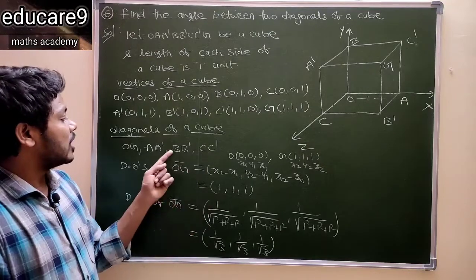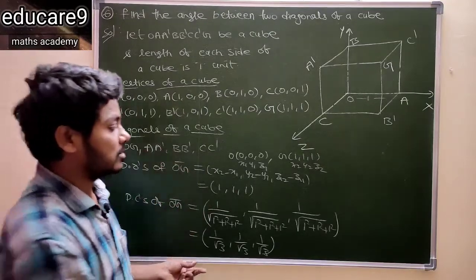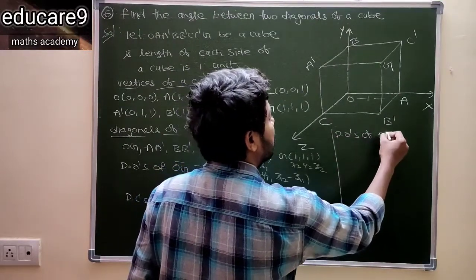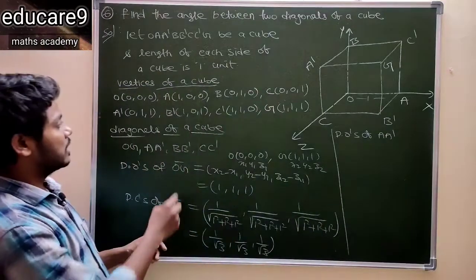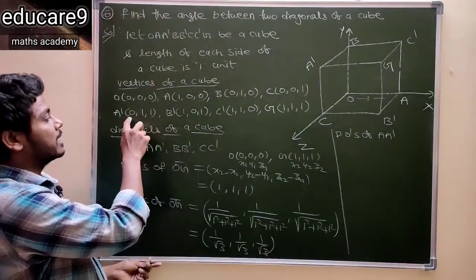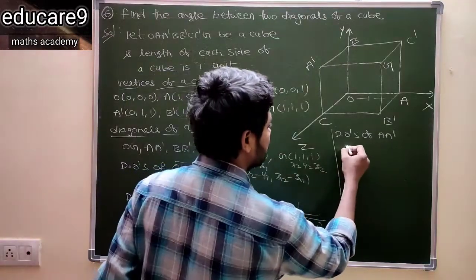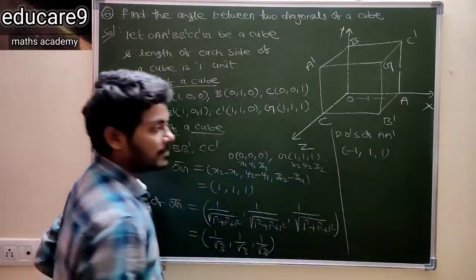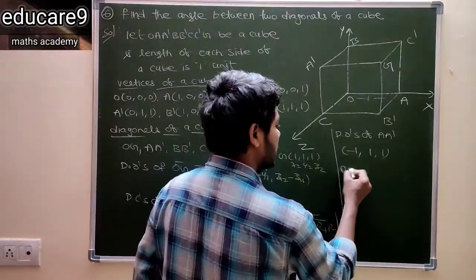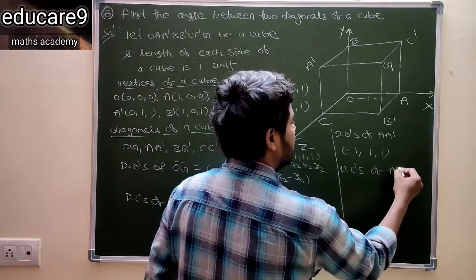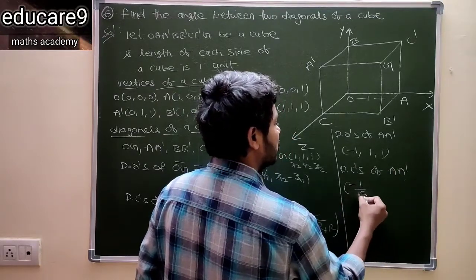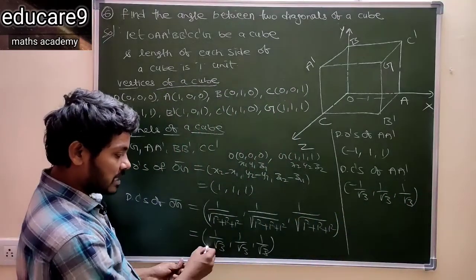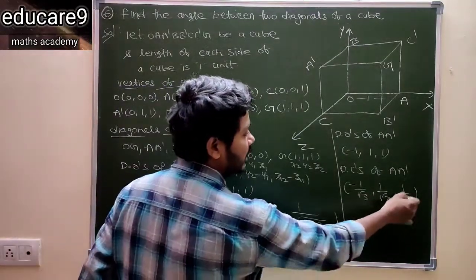Next find DCs of another diagonal. So see here, first DRs of A dash. x2 minus x1, 0 minus 1, minus 1, 1 minus 0, 1. So clearly what you get, DCs of A dash is minus 1 by root 3, 1 by root 3, 1 by root 3. So this is L1, M1, N1, this is L2, M2, N2.